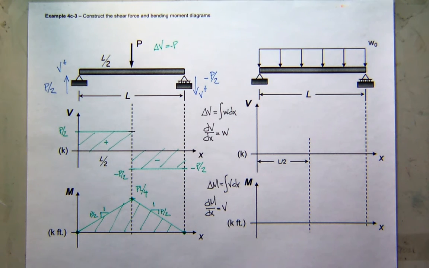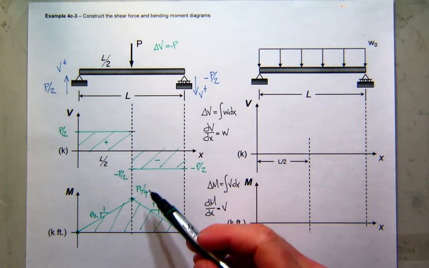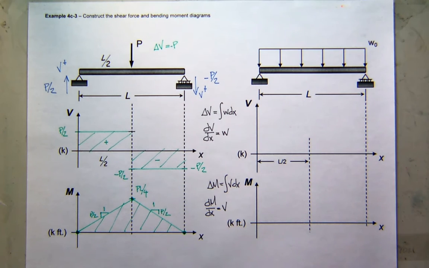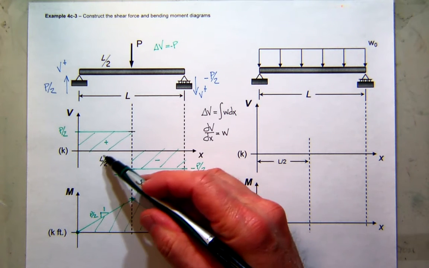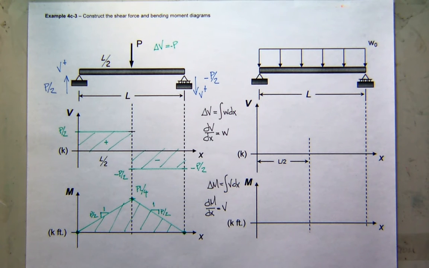So what is the maximum moment in this simply supported beam with a load in the middle? It's PL over 4. And where does it occur? Right there, which is at L over 2, which is right in the middle of the beam. Will the maximum moment always occur right in the middle of the beam? No. It'll be pretty close, but not there.